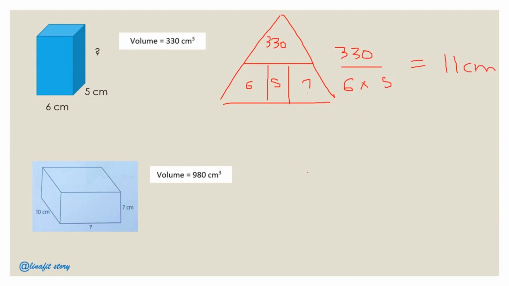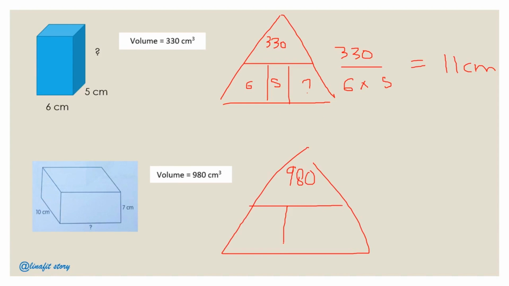Next, the volume is 980 cubic cm and the breadth is unknown. The length is 10 cm and the height is 7 cm. So to get the breadth over here, it is 980 divided by 10 times 7, which equals 14 cm.